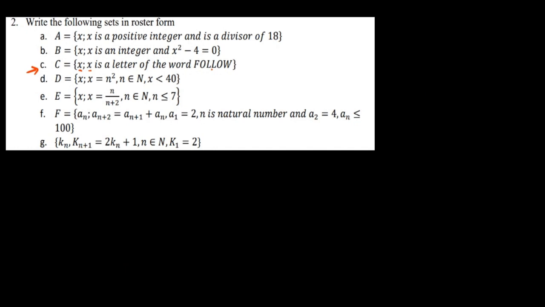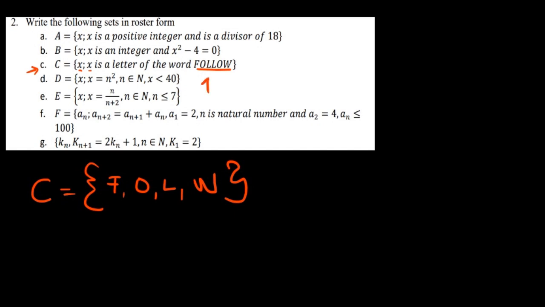So we are going to say set C is equal to, and then we list the letters in the word follow without repeating any letter. The first one is F, then we have O, then we have L, and then W. So we are not repeating any letter that comes twice in this word. So this here is the roster form for set C.